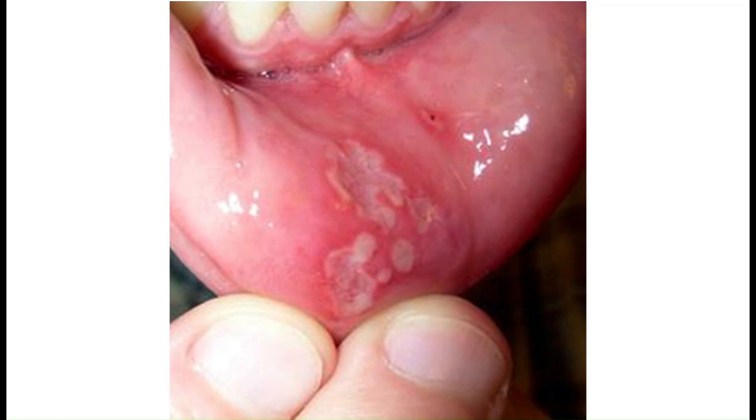I'm showing another image of aphthous ulceration because I don't want you to get the impression that it is only one or two. Sometimes they are extensive and very painful. The patient will be suffering. They cannot eat or drink because of the pain.